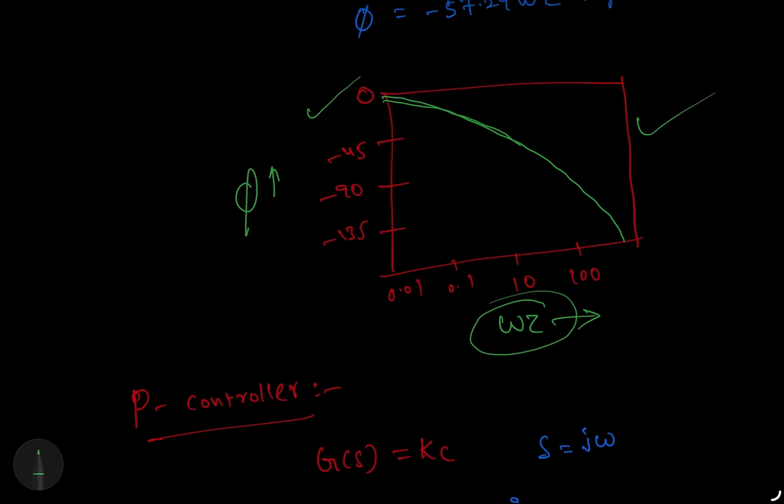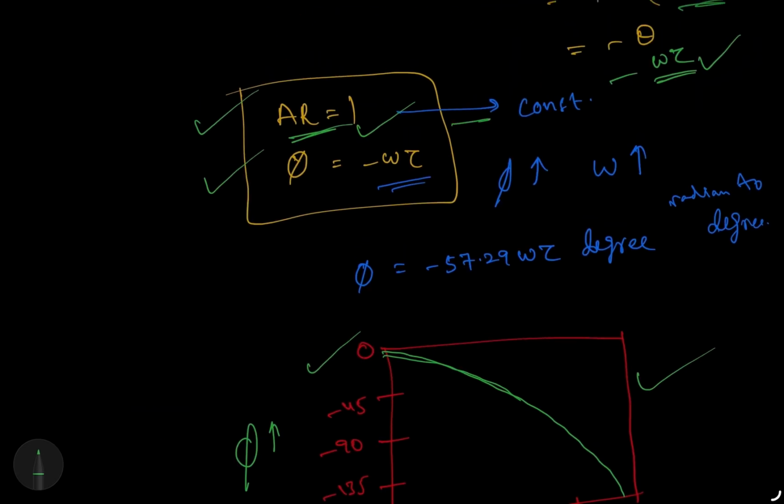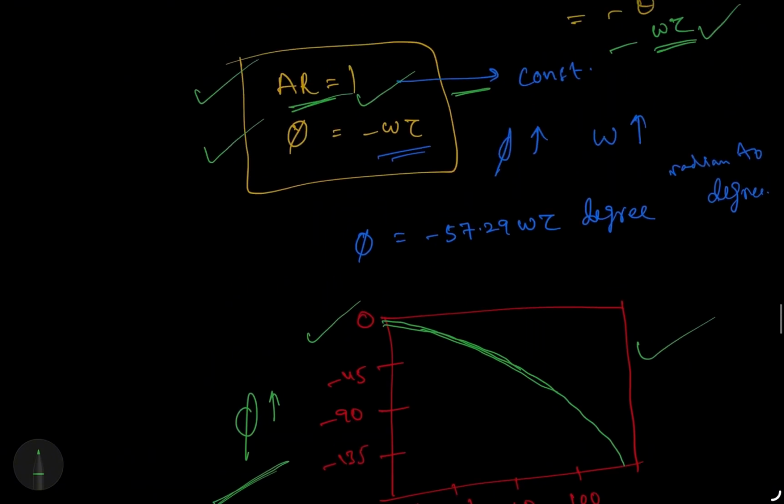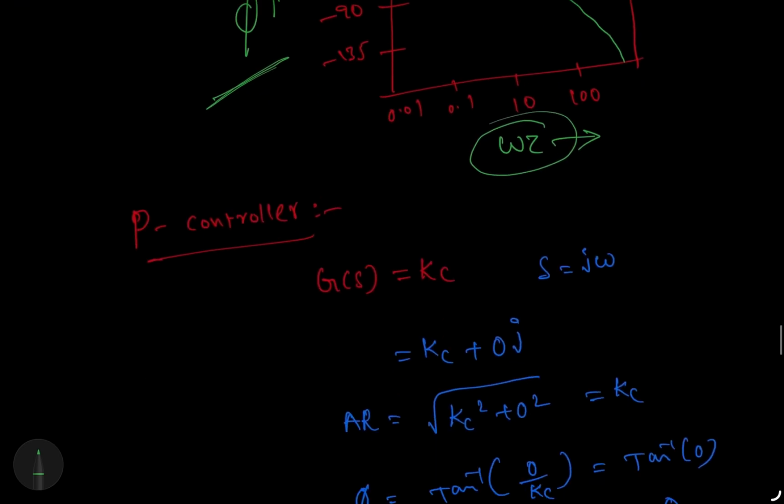Okay, and because the amplitude ratio is constant, we don't have to draw the magnitude plot; we should draw only the phase plot. Okay, the phase plot exists only, and it will be a continuously decreasing straight line when plotted against the frequency, because we have this formula. Okay, now let's move to the proportional controller.